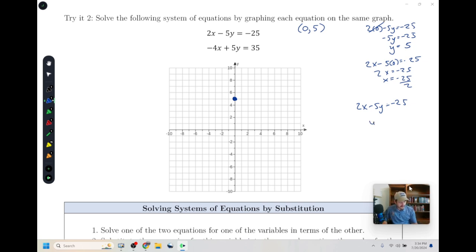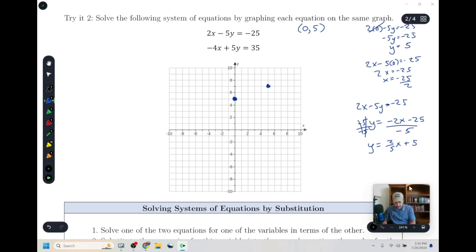And so it's going to end up looking like y equals negative 2x, move that 2x over, minus 25, negative 5y, divide by negative 5 to get y by itself. And we're going to get y equals 2 over 5x plus 5. Well, there's our plus 5, so our y-intercept was good. And the 2 over 5 means you're going up 2 and over 5. And so we should be looking at that point right there.